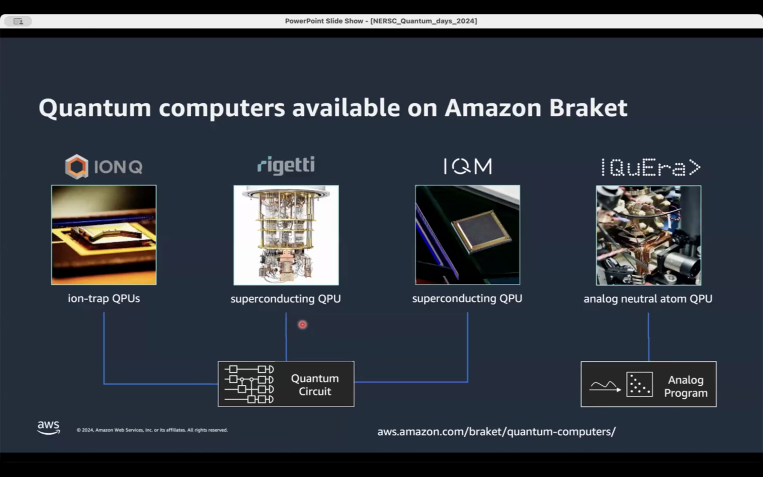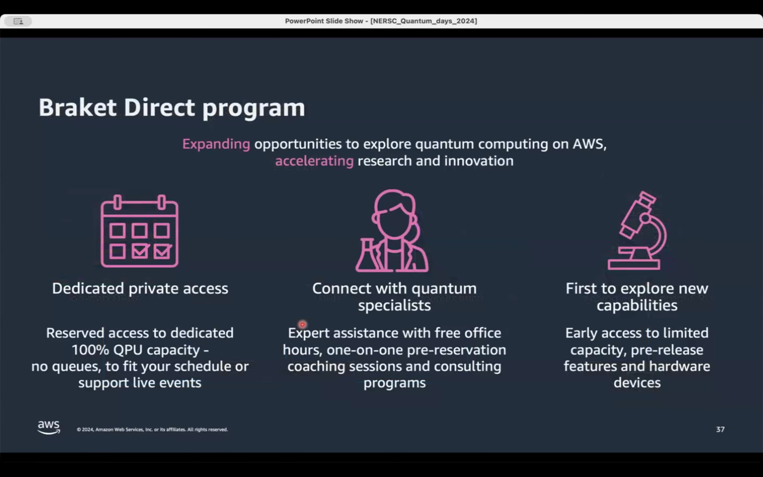But at the same time, we respect the fact that different QPUs have different characteristics. So earlier this year we launched a program called Braket Direct. The purpose is to allow you to explore the new features in the device. If there's a device that just came out of the lab, but it's not quite mature yet, and someone would like to try it, we'll make it happen. This is one of the purposes of the Braket Direct program. And at the same time, you can connect to quantum specialists to make the best use of the device, to avoid some caveats, for example. And we also have dedicated devices, so you have dedicated access to a device through this program too.